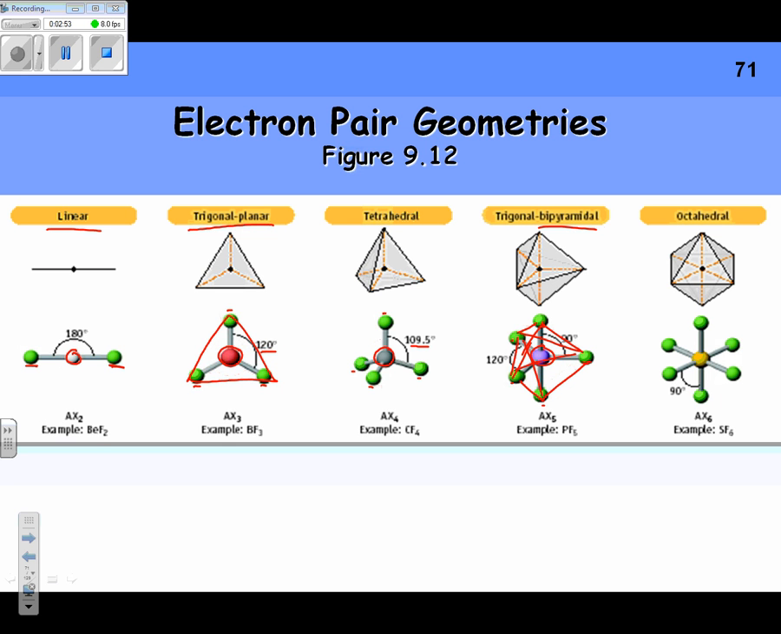This is for expanded octets because we have 5 things bonded to that central atom. Remember to watch out for phosphorus and sulfur when we talk about expanded octets. Octahedral is another expanded octet. This one has no unshared pairs on the center atom, and here we have 6 things bonded. These 4 are in one plane, and then there's one coming out of the top and one coming out of the bottom. It is called octahedral because it has 8 faces if you count them all up.